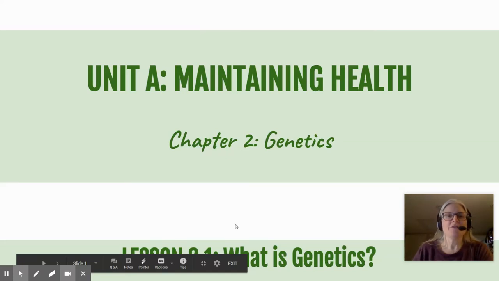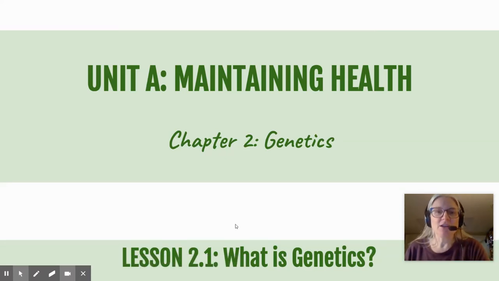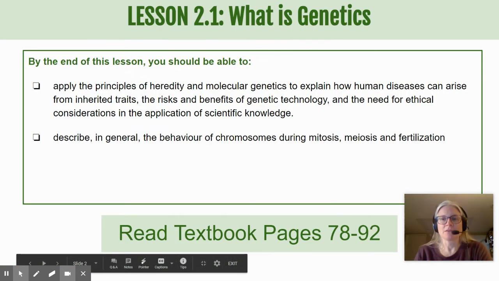Hello, welcome to Science 30, Unit A, Chapter 2 on genetics. So this is the first lesson in our Chapter 2, and we are just going to have an introduction now to what is genetics and look at some of the terminology that you're going to need to have an understanding of as we move through the lesson.